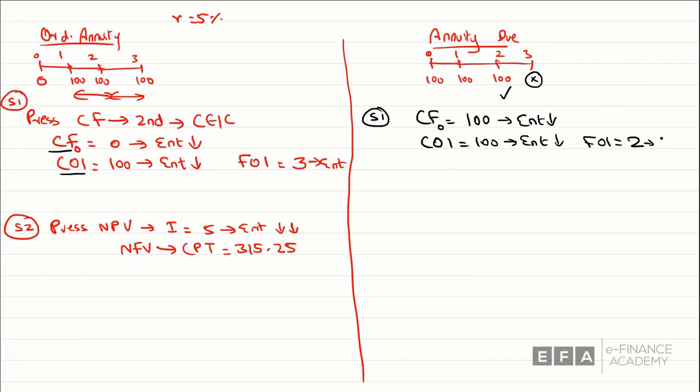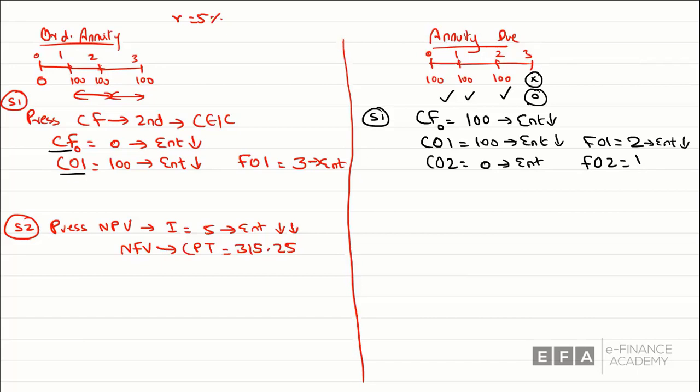Then we enter this. And then all we would simply do is go down. And what is the next cash flow? After having entered all these, the next cash flow, there is no cash flow here. So we would say 0 and enter. And frequency of 2 is, it only happens once.